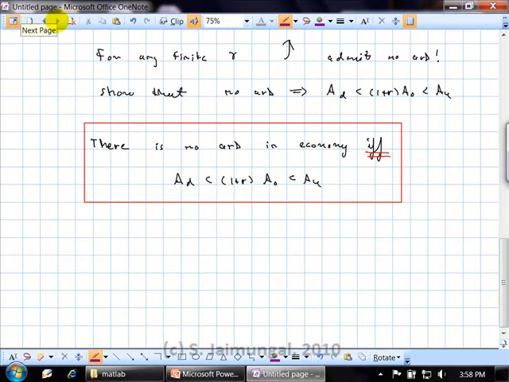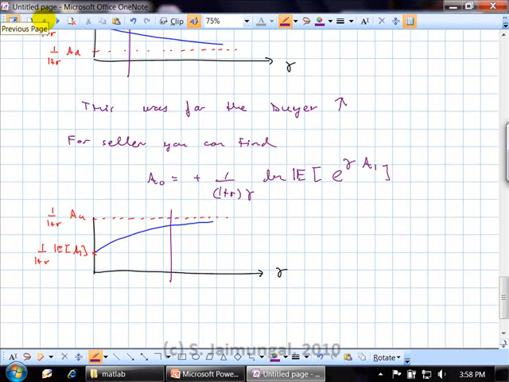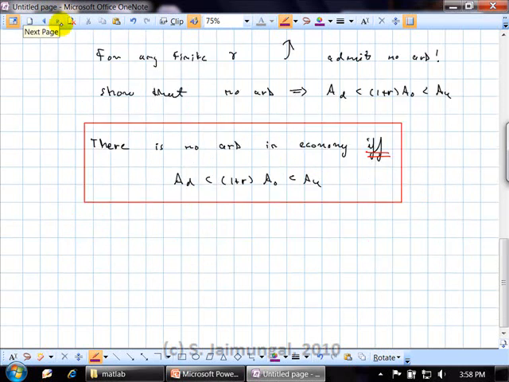Okay, so at this point, of course, that seller's price also satisfies a no-arbitrage requirement. Do you notice? For the buyer, A0 moves toward AD as gamma gets larger. For the seller, A0 moves towards AU, but it satisfies that constraint for any level of risk aversion. So you're always within that.